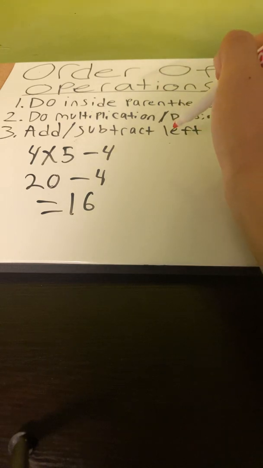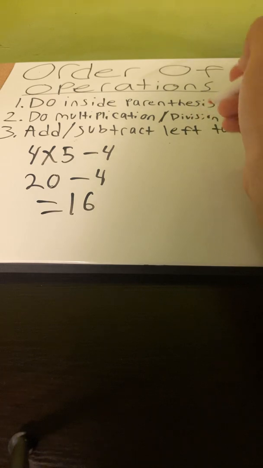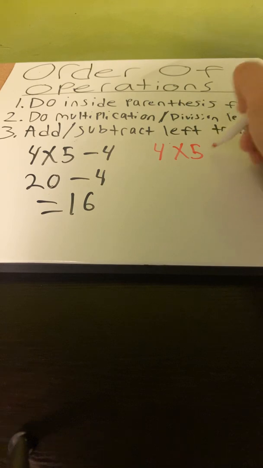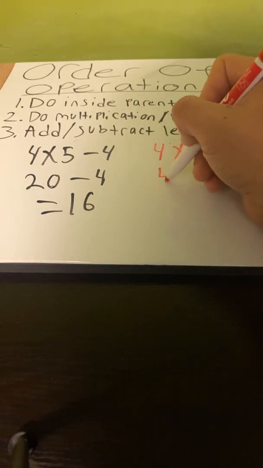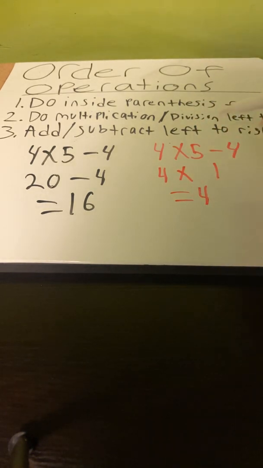Now that's pretty simple. However, I know a lot of young students tend to make mistakes when it comes to these types of problems. They'll do something like 4 times 5 minus 4. I know a lot of people tend to do subtraction first. They'll do something like 5 minus 4, which equals 1. Then they'll do 4 times 1 equals 4, which is wrong. This is why you want to follow these rules, and a lot of people tend to make mistakes like this.